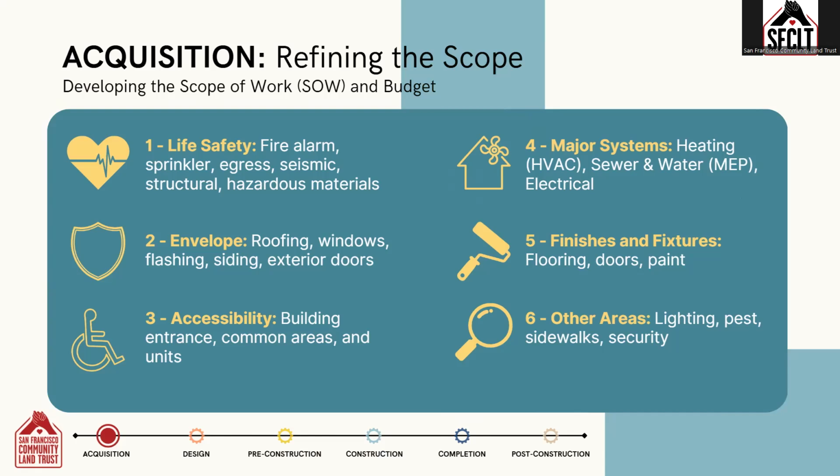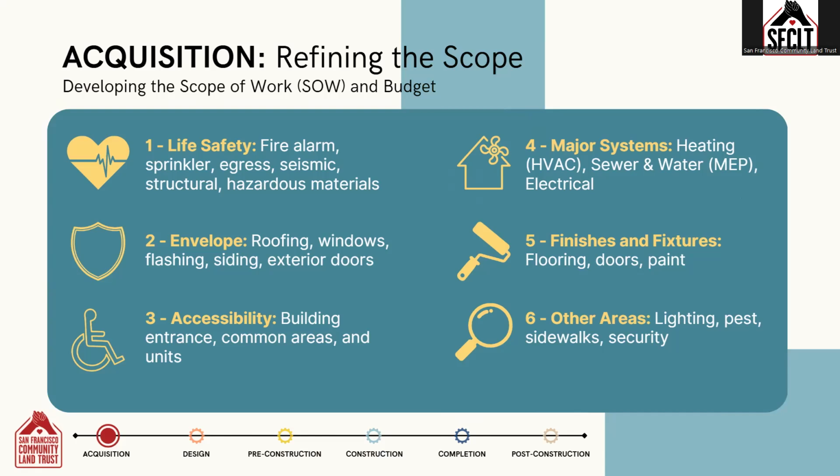The fifth priority is finishes and fixtures. These include both the unit and common area finishes and fixtures. And finally, the sixth priority is other areas of concern, which may include lighting upgrades, security system upgrades, sidewalk repairs, and pest control.